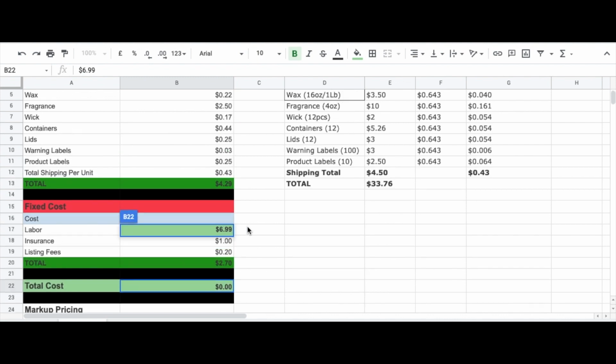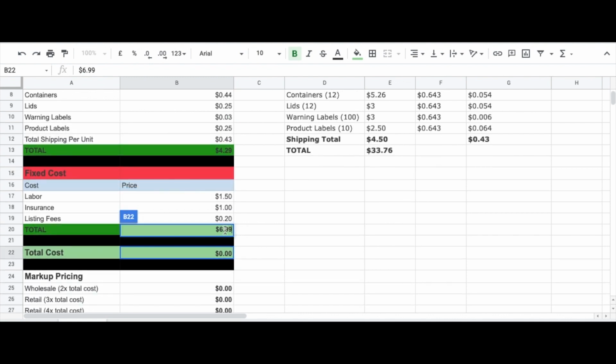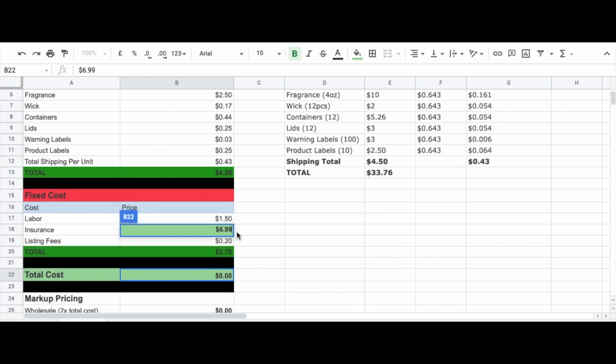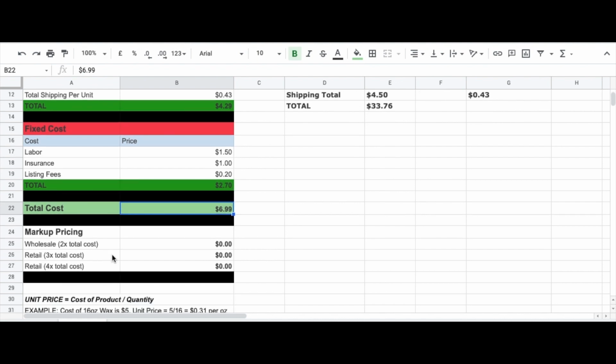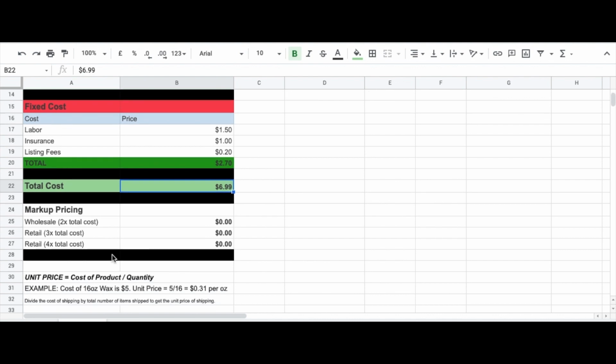So I don't know why somebody would make a candle for 6.99 and want to sell the candle for $10. What is that? What are you doing? Anyway, let's move on to calculating our markup pricing.